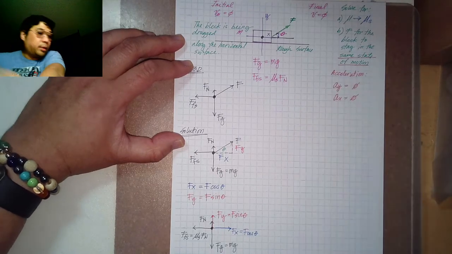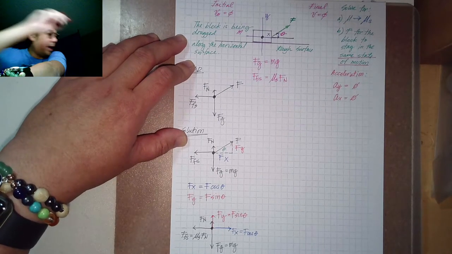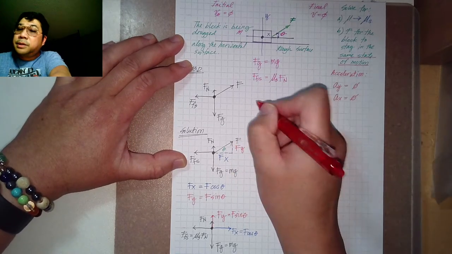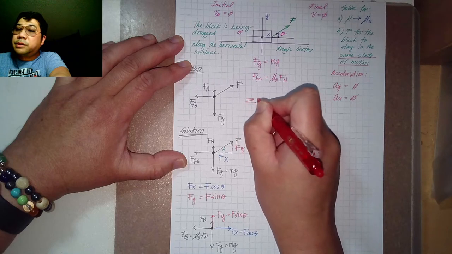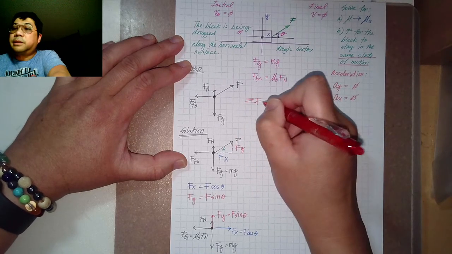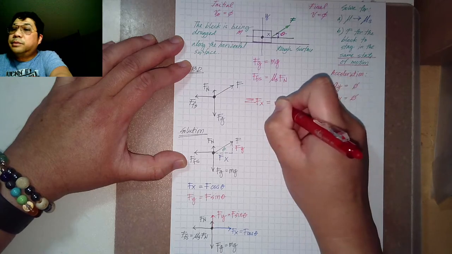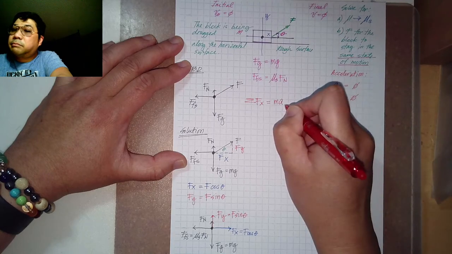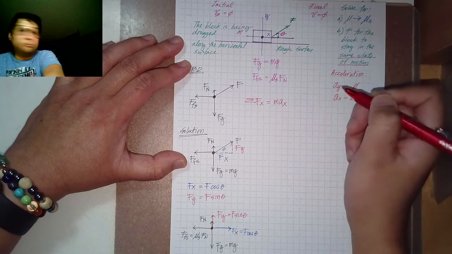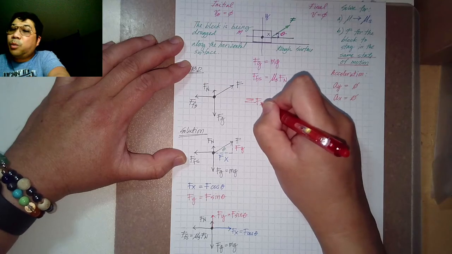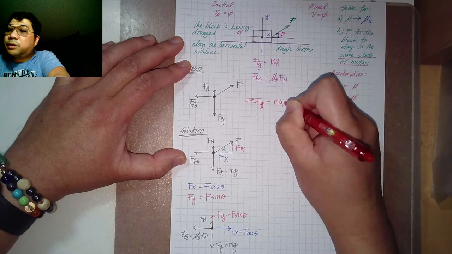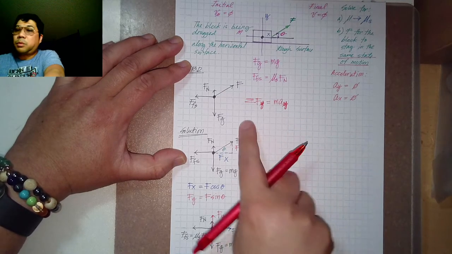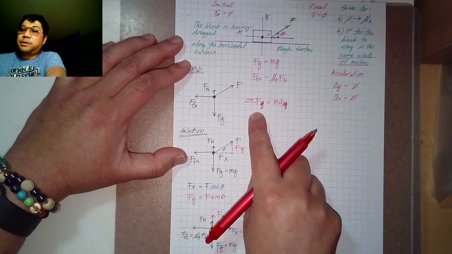So let us start with the summation of forces along the x-y axis. Let's use the red ink to represent our solution. The summation of forces along the x-axis is equivalent to Newton's second law of motion, mass times the acceleration along the x, along the y-axis. I mean y-axis. Why did I put x? So this is your y-axis. I'm sorry. So let's start with the y-axis. Summation of forces along the y-axis.